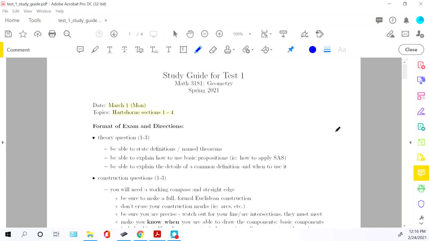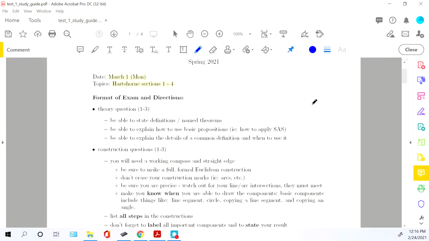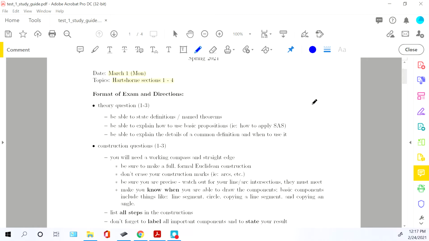Now, in terms of how this particular study guide is organized, the first page here is going to talk about the format of the questions and what to see. The next page is going to be a list of all the definitions I expect you guys to know, just to make sure you can read the questions appropriately and know what they're asking. And then the next 2 pages will be some more directed guidance on what things you should look at to prepare for construction questions and what things to look at so that you can prepare for proof questions. But let's start off with what type of questions you should expect to see.